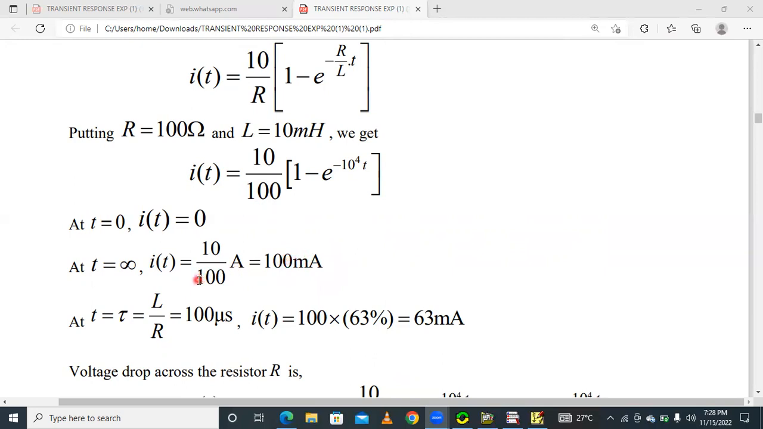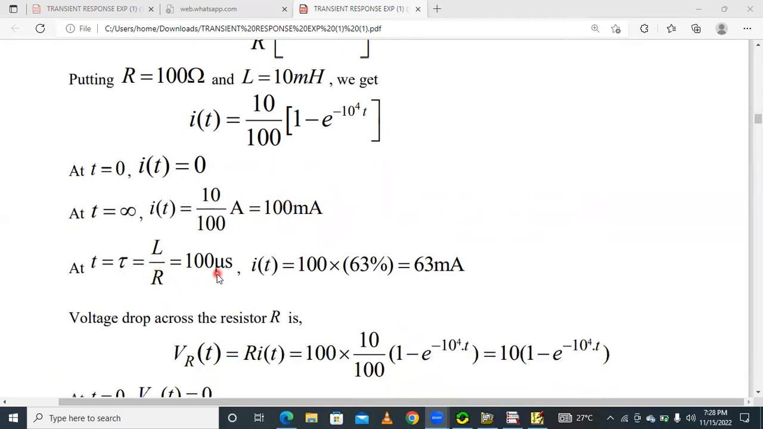The time constant tau is equal to L by R, where L is 10 millihenry and R is 100 ohms. Substituting this, we get 100 microseconds. In a series RL circuit, the current increases exponentially. For an increasing waveform, the value at one time constant is 0.632, that is, 63% of the final steady state value.